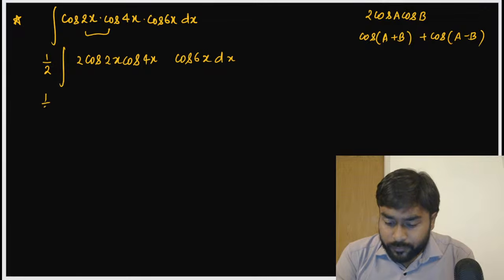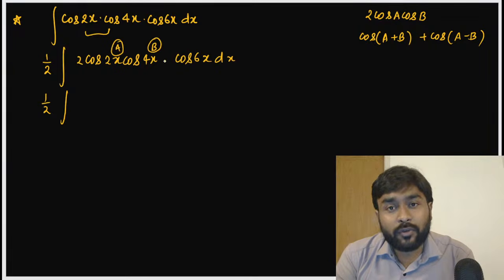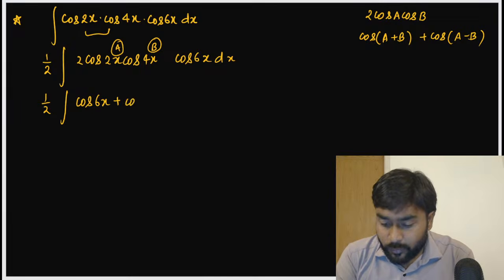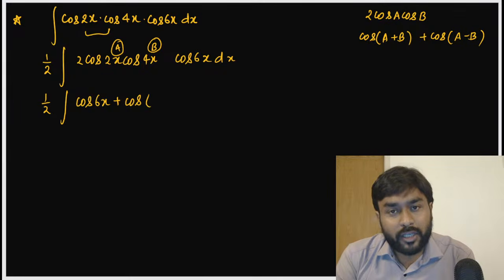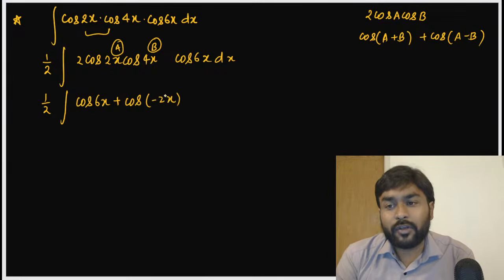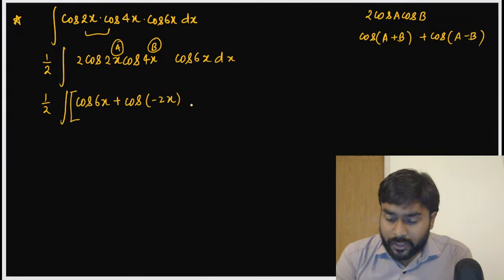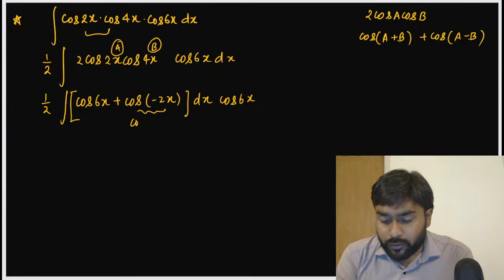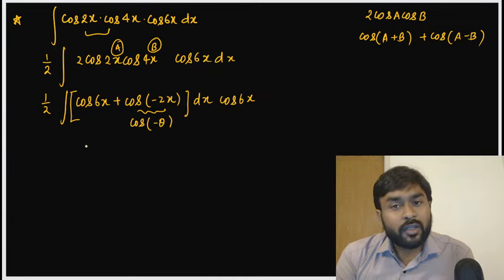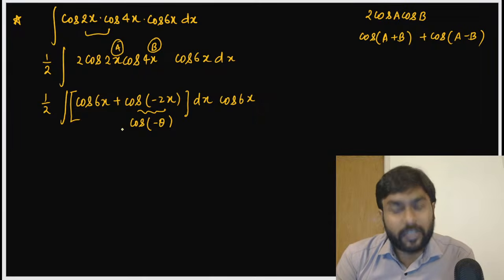So cos A plus B is what? This is A and this one is B. So A plus B is 2x plus 4x, so it will become cos 6x, plus cos A minus B. A minus B is 2x minus 4x, which means minus 2x. But cos minus 2x will go in the fourth quadrant. In the fourth quadrant, cos theta and secant theta both are positive. So this we can write as cos 2x, and outside we write cos 6x. Cos of minus theta is cos theta, so it is positive in the fourth quadrant.